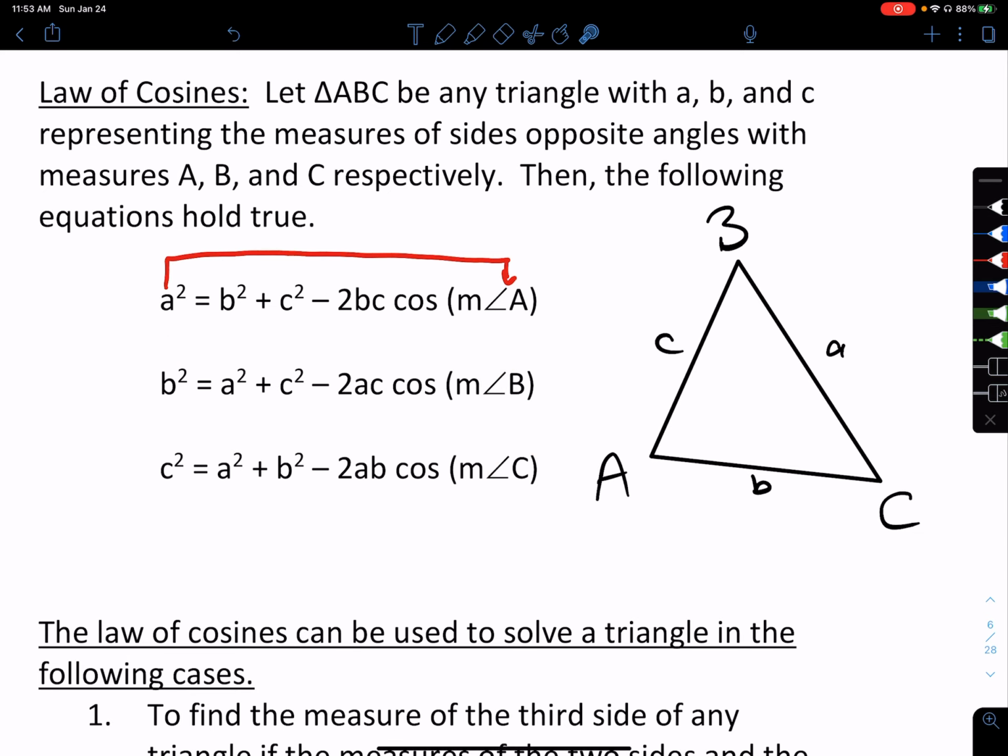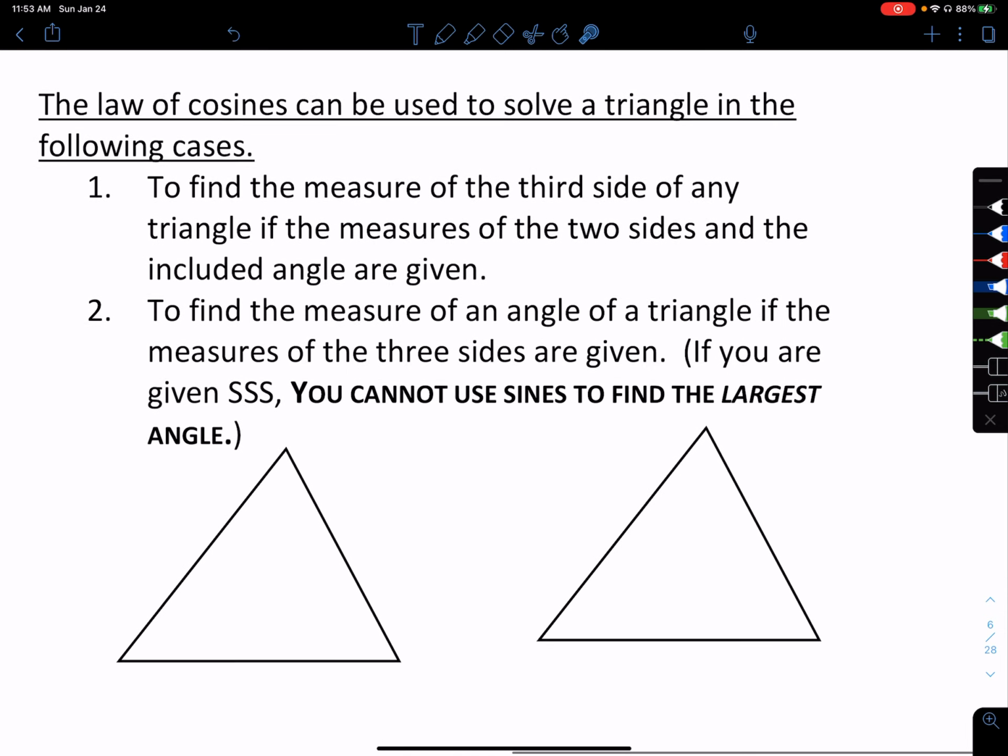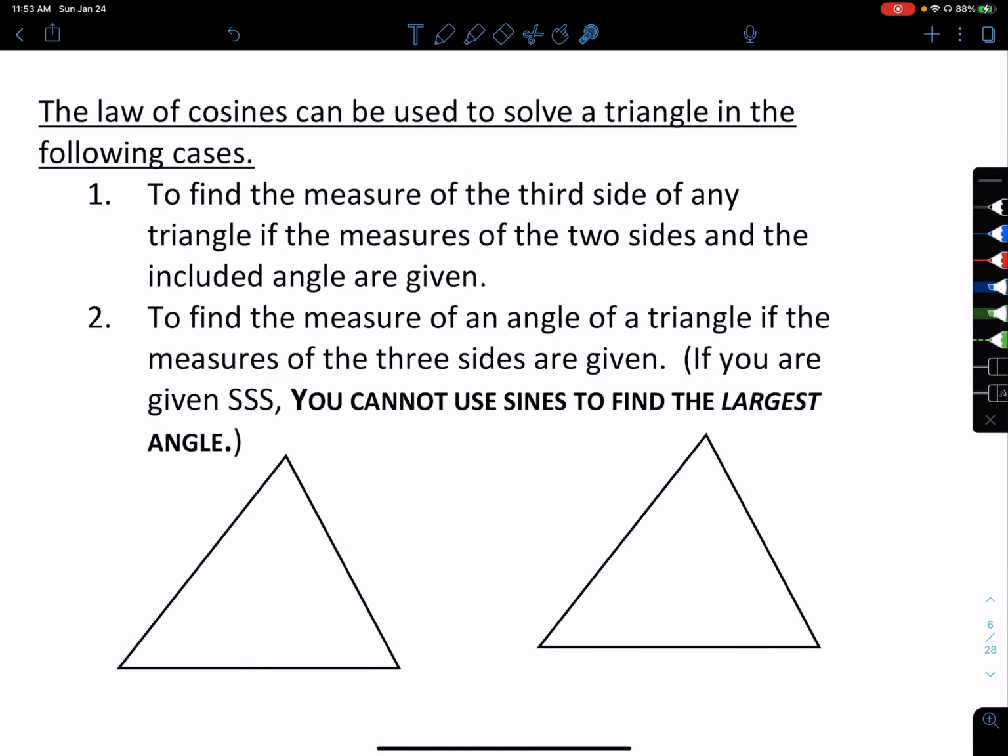When can you use the law of cosines? Well, there are two cases. You can use law of cosines if you want to find the third side of any triangle if the measures of two sides and the included angle are given. So if you're given two sides and the angle between them, you can use law of cosines. Or if you're given the lengths of three sides and you want to find an angle, you can use law of cosines.